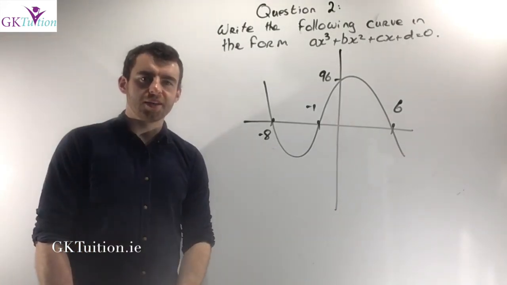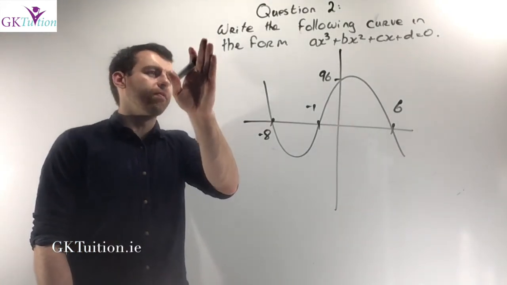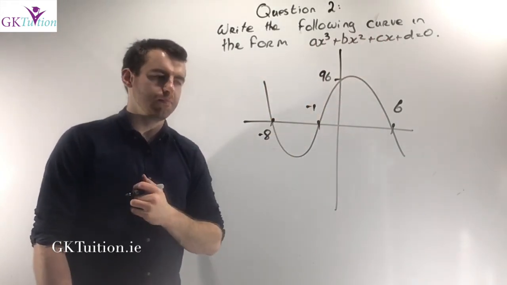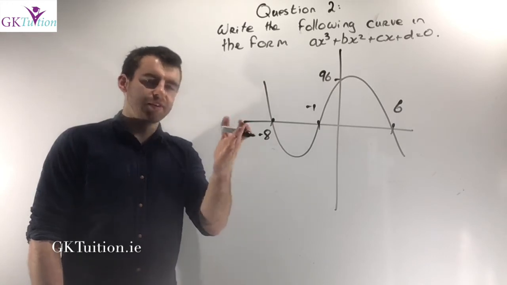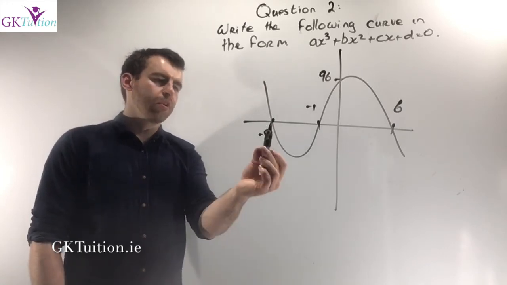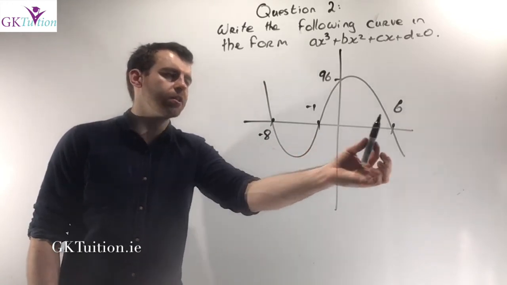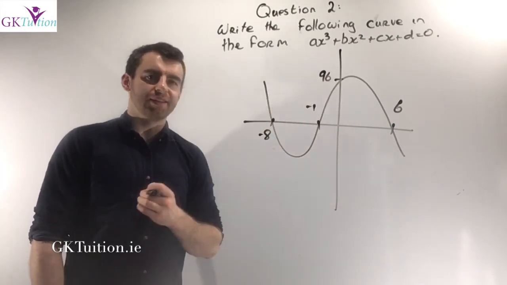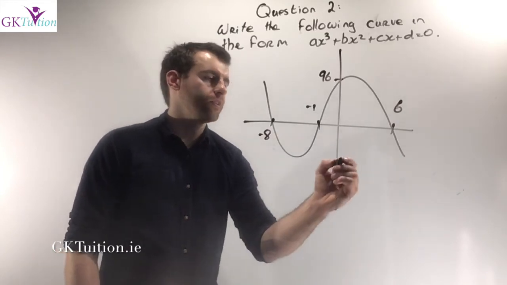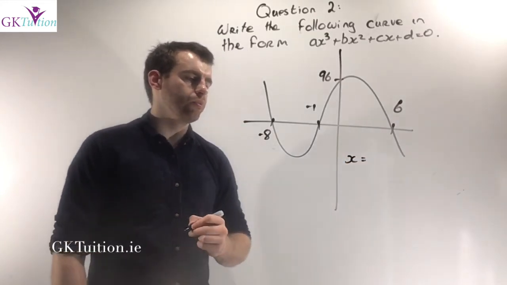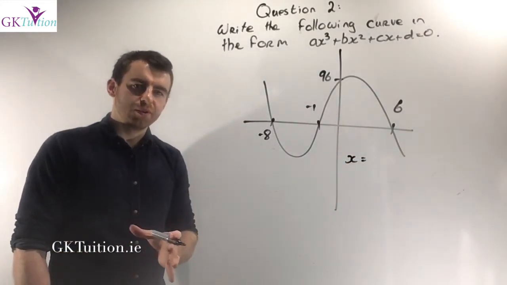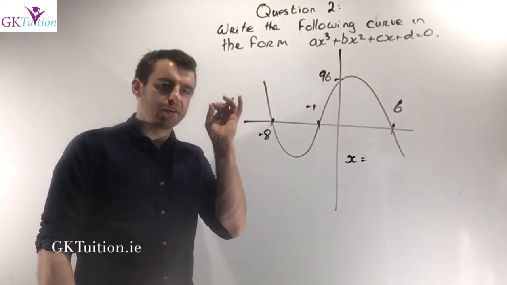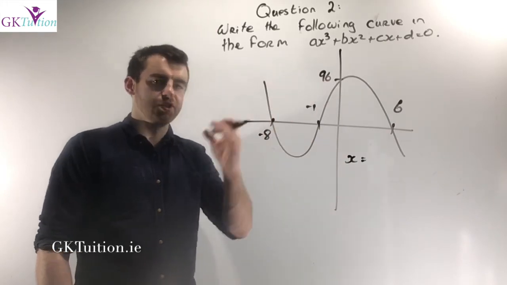Okay, the second question now is similar again. You need to write the following curve in the form ax cubed plus bx squared plus cx plus d. Once again, there are 2 turning points and 3 roots. This time it crosses the x-axis at minus 8, minus 1, 6, and it crosses the y-axis up here at 0, 96. So once again, the first thing you need to do is write out your roots. And when you've written out your roots, you need to convert them into factors, multiply them by each other, and then make sure that the resulting equation matches your curve.